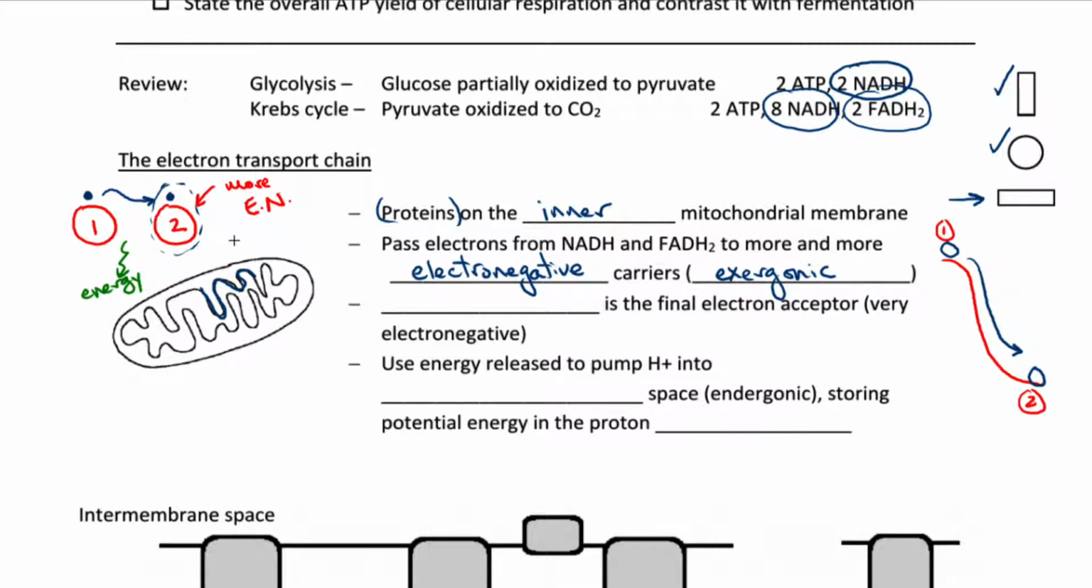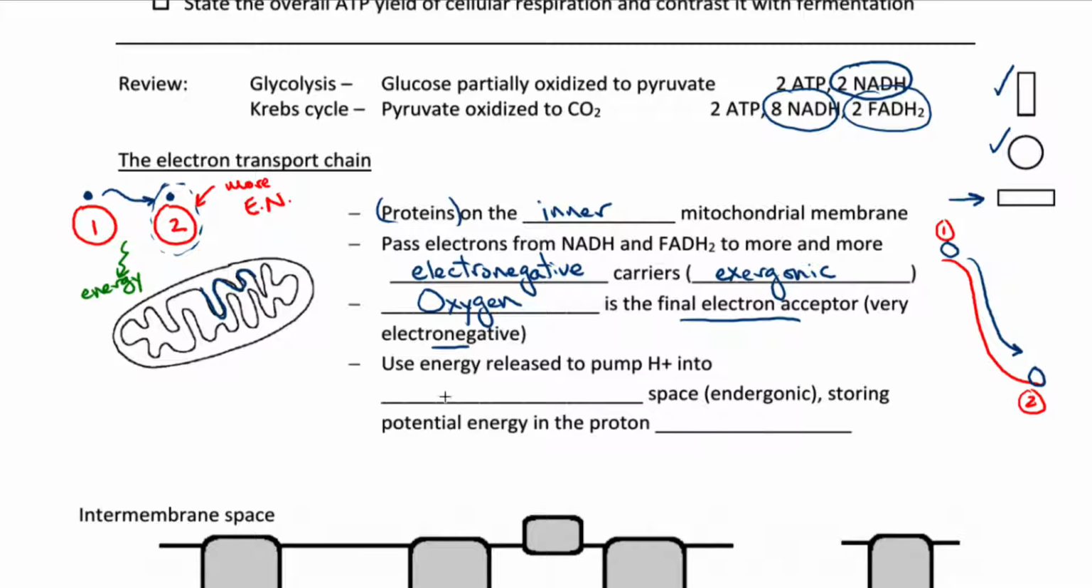At the end of this, we're going to want to pass the electrons to something very, very electronegative and get them to leave the chain entirely. And for that, we use oxygen. Oxygen is the final electron acceptor in the chain. It takes the electrons off at the end of the chain because it's very electronegative. If you think of your periodic table, it's in the top right-hand corner, and atoms in the top right-hand corner of the periodic table are very electronegative.